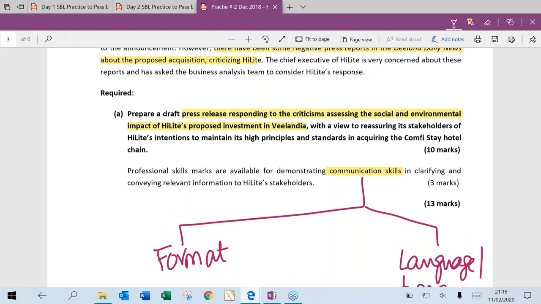So the main thing is, I would like to know what are those criticisms. So you see the requirement, respond to the criticisms. So what are the criticisms? If someone can tell me the criticism, I will respond.